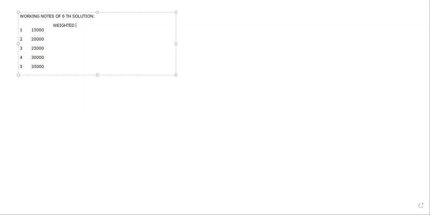Weighted method. Here I'm going to give weights. For this one it will be 1, for this one 2, for this one 3. I already gave this note when we were doing the valuation of goodwill: if the profits are increasing continuously or decreasing continuously, then we have to go for the weighted method only. So the total of the weights will be 15.